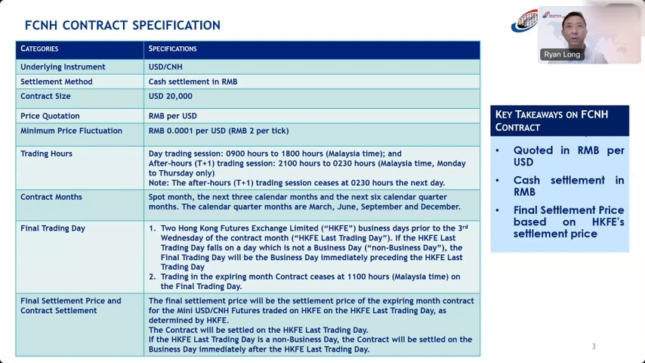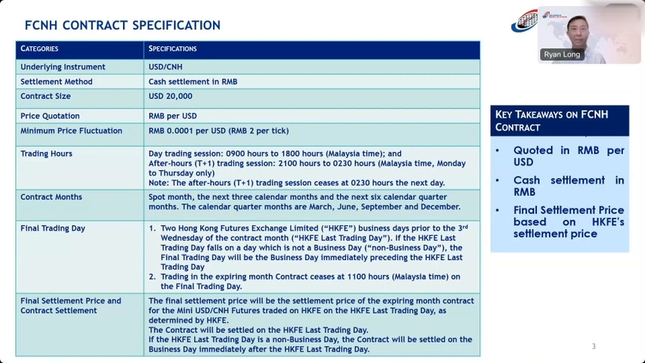The contract months being offered are the spot month, the next 3 calendar months, and the next calendar quarter months. So in total, there will be 10 contracts listed at any one time that you can trade. The quarterly months are March, June, September, December. The final trading day is the third Wednesday of the contract month, meaning if you are trading the November contract, the third Wednesday of November will be the last trading day.